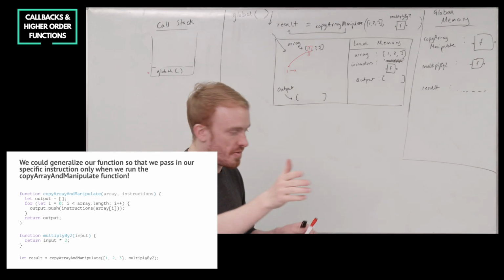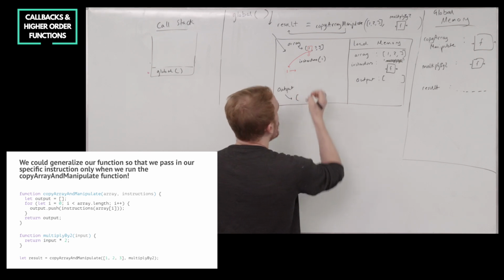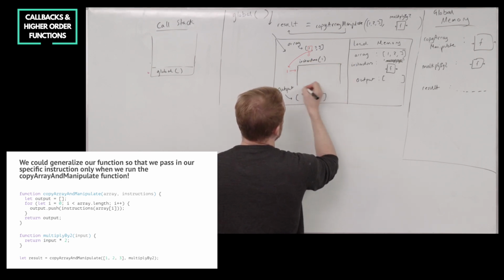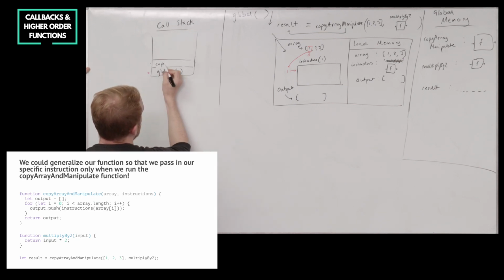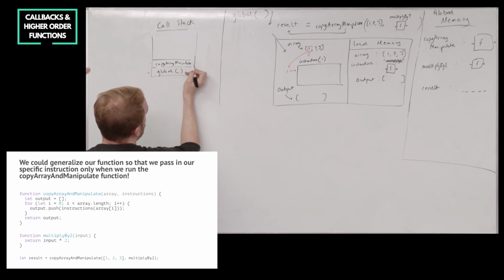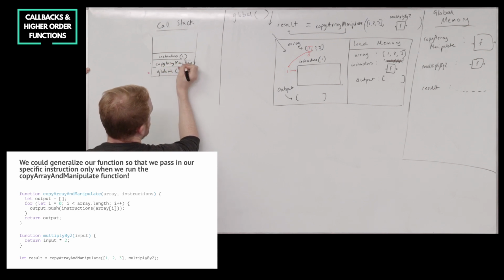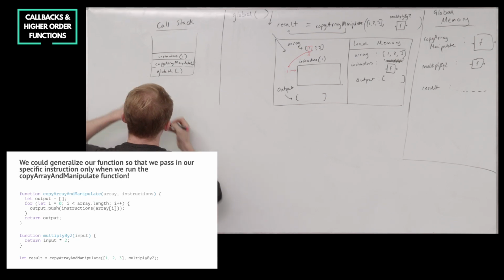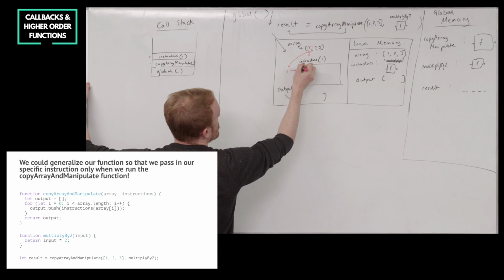So we've got to create what, Philip? A new execution context. A new execution context for instructions, really multiply by 2 with the input of 1. And we need to keep track of these on our call stack. So there's our copy array and manipulate. We were currently in that, but within that copy array and manipulate, we're going to call instructions. So it gets put on the very top of the call stack. Instructions with the input of 1, and that's where we are at the moment.